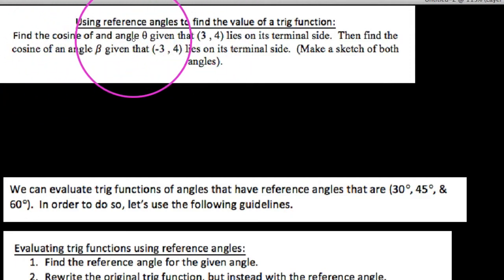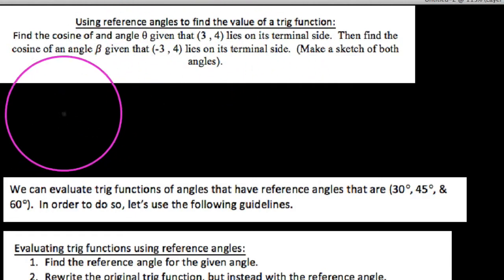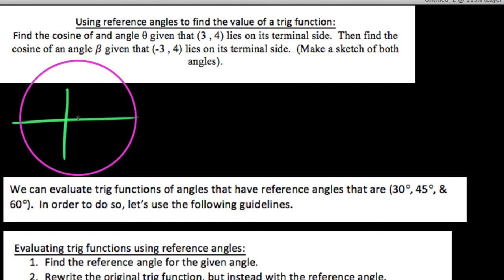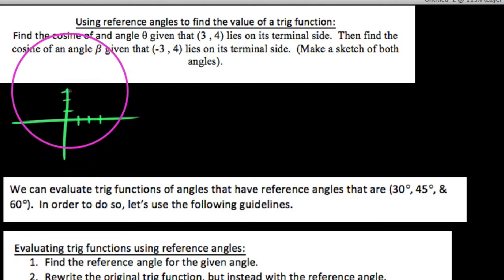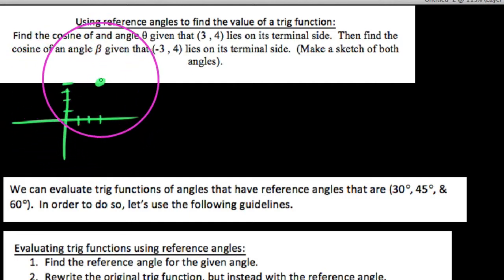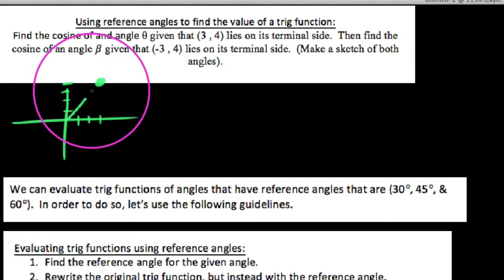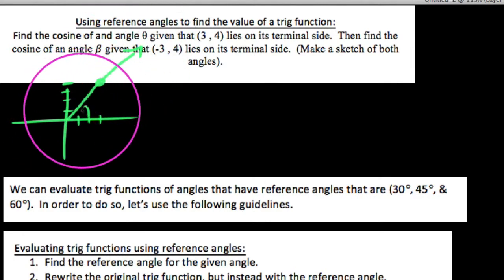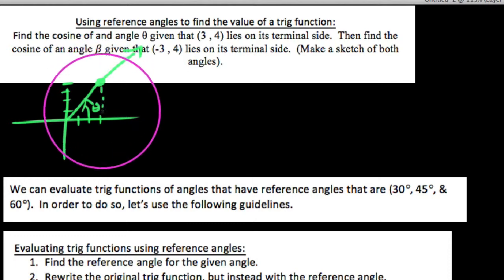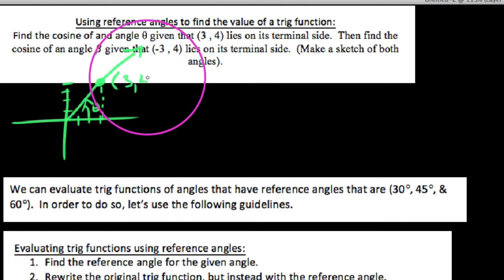We say find the cosine of an angle theta given that (3, 4) lies on its terminal side. So for instance, I know the point (3, 4) lies on its terminal side: 1, 2, 3, 1, 2, 3, 4. So we'd say, okay, well, we are aware that my angle theta, whatever it is, I don't know what the angle is, but certainly this point (3, 4) lies on its terminal side.